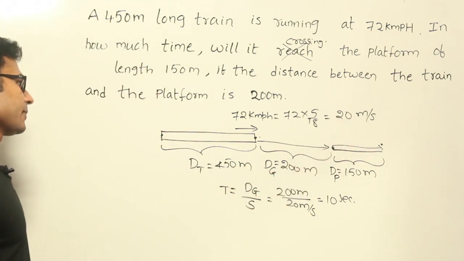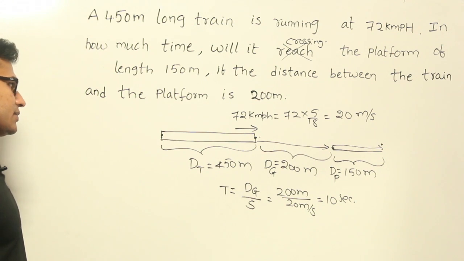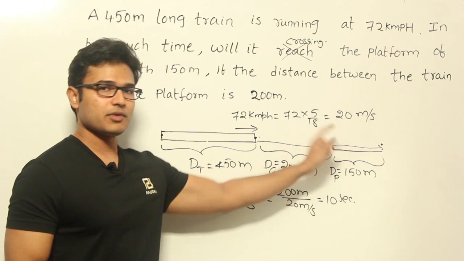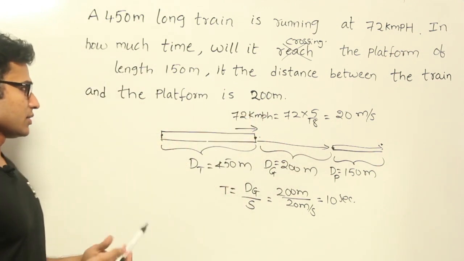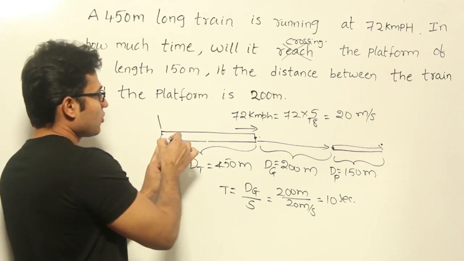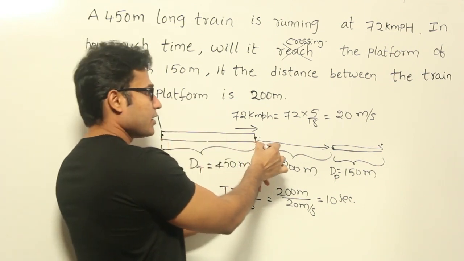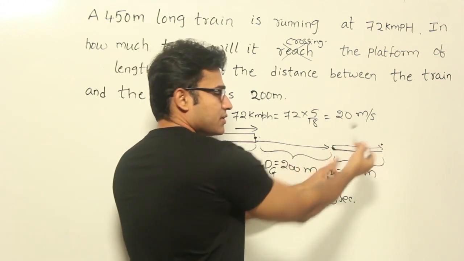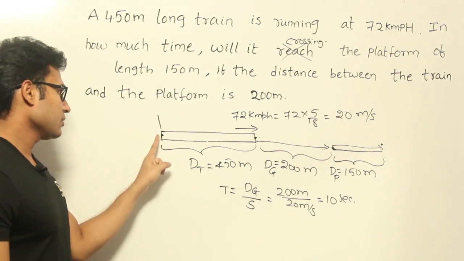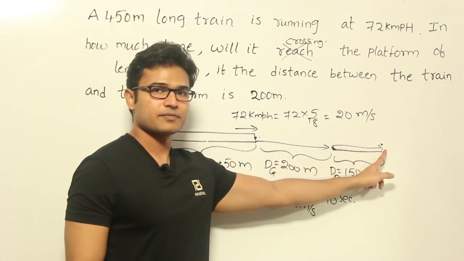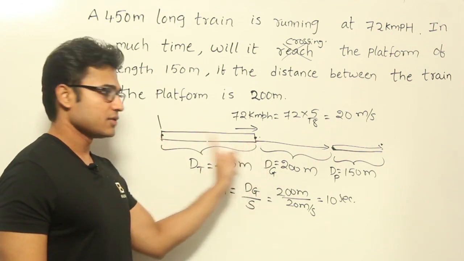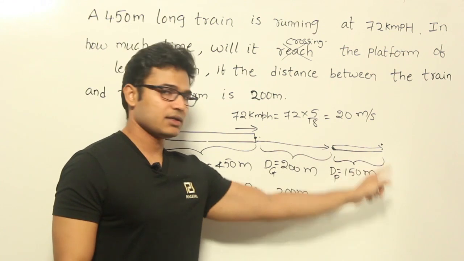So if you observe, the total distance that has to be crossed is equal to the length of the train plus the gap plus the length of the platform. Or you can think of it from this point. This point has to cross this entire length, and then this entire length, and then this entire length. With reference to this point, if crossing has to happen, then this point has to reach here, which means it has to cross this entire distance, this entire distance, and this entire distance.